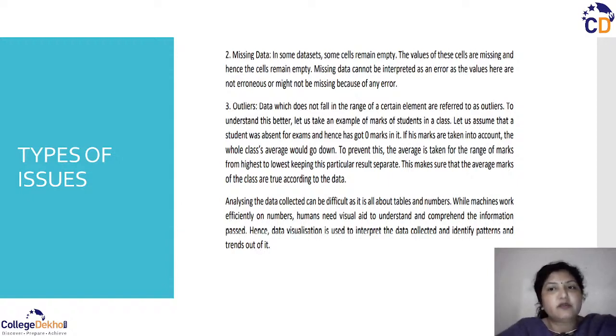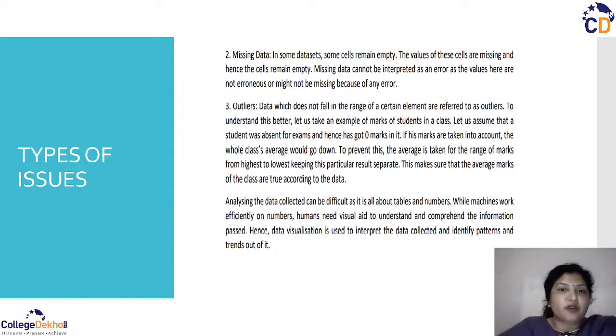Missing data can be interpreted as an error itself. So it becomes an issue, as the values here are not erroneous and might not be missing because of any error. So there may be a possibility, like there are 1,000 records, and out of 1,000 records, 20 records or 10 records have NaN values, null values, or some data is missing in some particular cell. So how to handle such kind of issues? The developer has to keep this in mind while downloading the dataset.